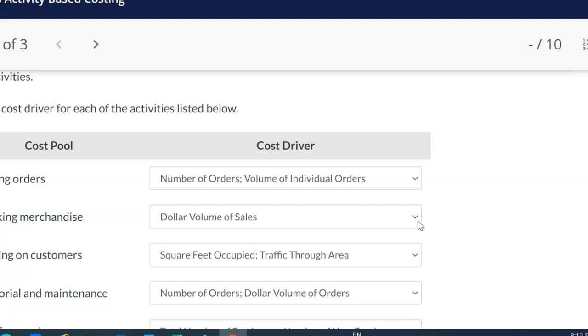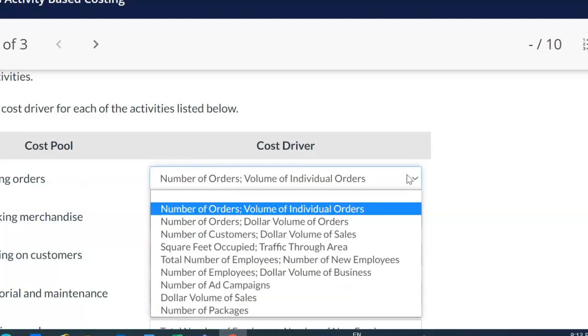So you read it from now on. Farah, what's the cost driver? What options do you have? We have placing order. Oh, you're going to have to turn up your sound. I can't hear you. Can you hear me now? Yeah, very much so. Good. Yes, placing order. So I think number of orders and volume of order. Okay, click on it. What other choices do we have? Number of orders, dollar volume, number of customers. Okay, I think that's a good bet. Everybody else agree? Yes, sir. All right, try the next one.